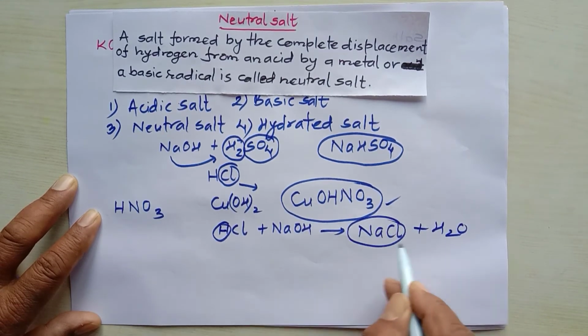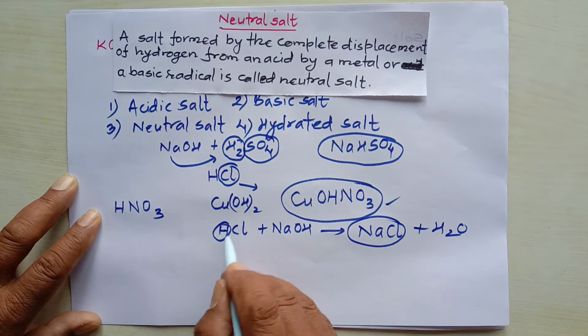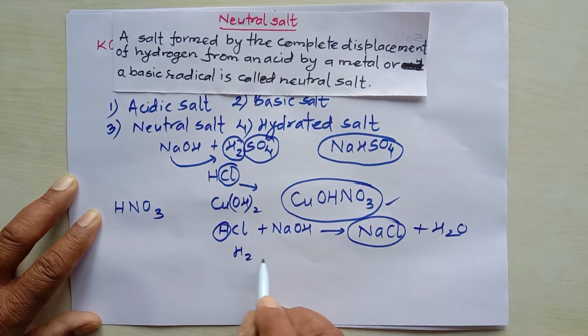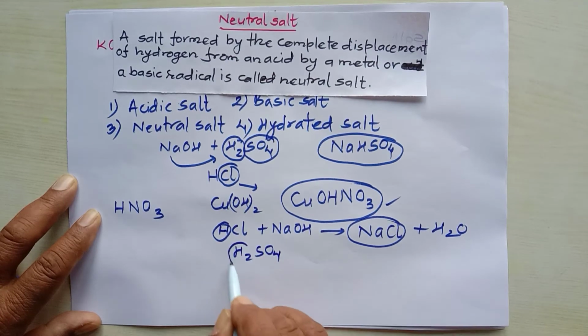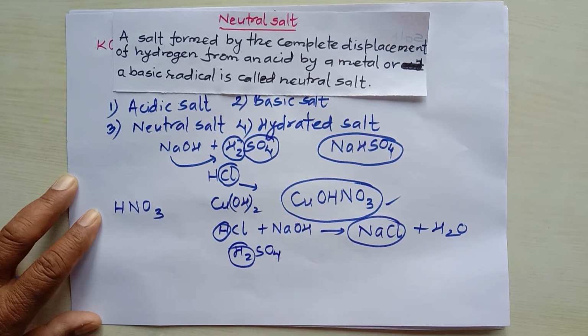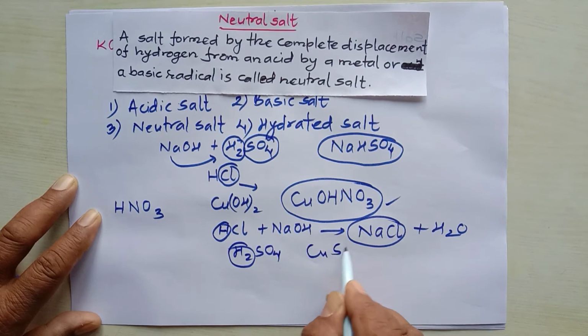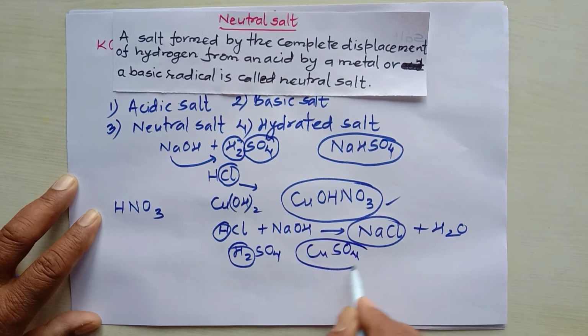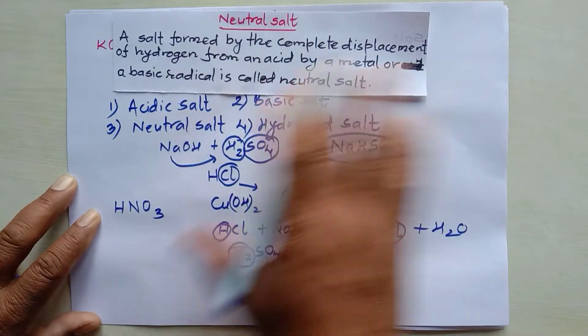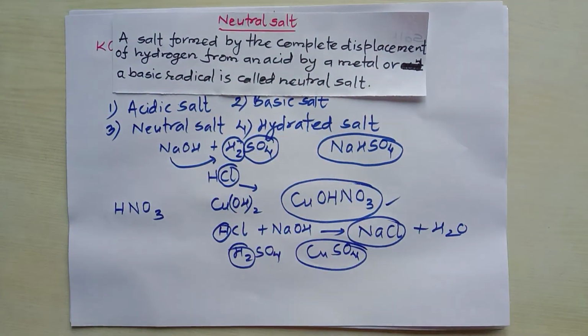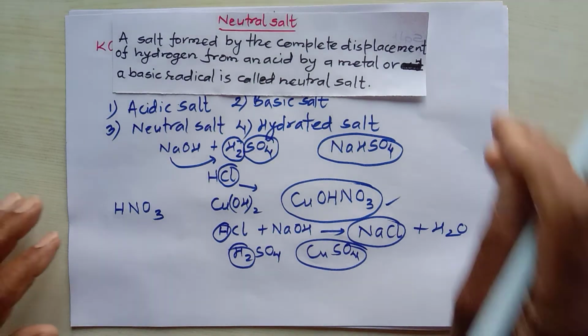This sodium chloride is formed by the complete replacement of this hydrogen. Let's take sulfuric acid. If this hydrogen is completely replaced or displaced by copper, then copper sulfate forms. Then this is called neutral salt. A salt which is formed by the complete displacement of hydrogen from an acid by a metal or basic radical is called neutral salt. Okay.